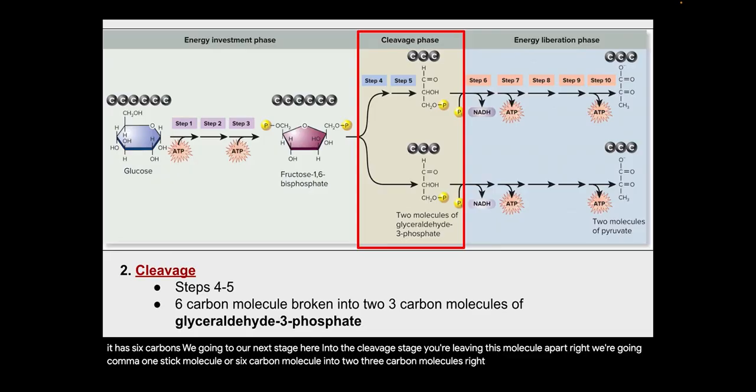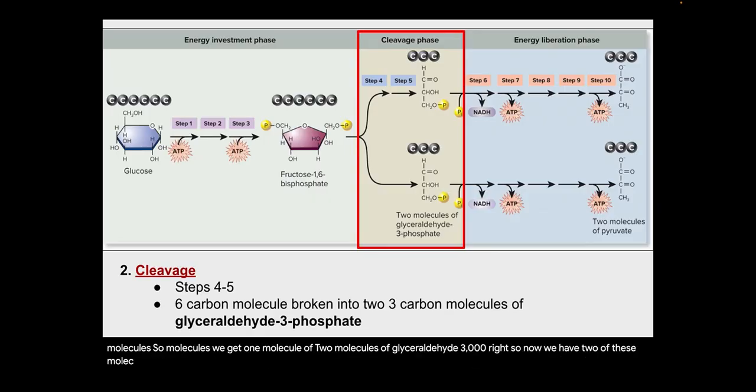So we have just created 2 molecules, and that molecule is called glyceraldehyde 3-phosphate. So from 1 glucose molecule, we get 1 molecule of fructose 1,6-biphosphate. Then we get 2 molecules of glyceraldehyde 3-phosphate. All right, so now we have 2 of these molecules that are going to continue on in this next phase.